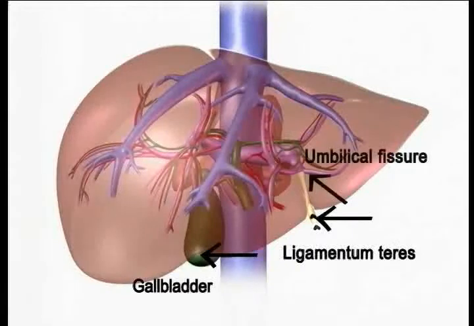The continuation of the ligamentum teres on the undersurface of the liver is also an obvious surface marking and is called the umbilical fissure. The umbilical fissure contains the end branches of the inflow portal pedicles to the left liver.